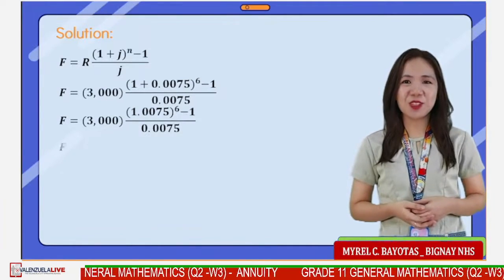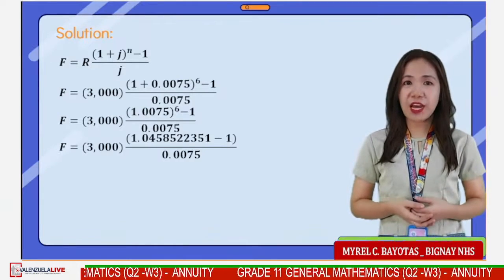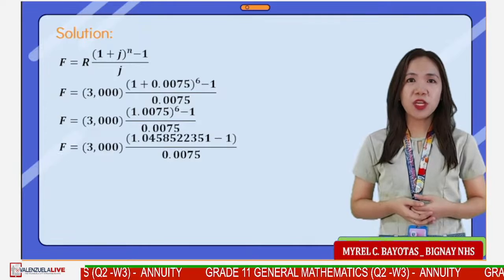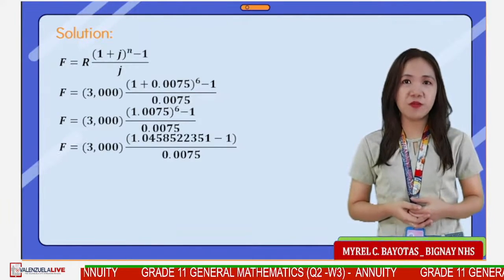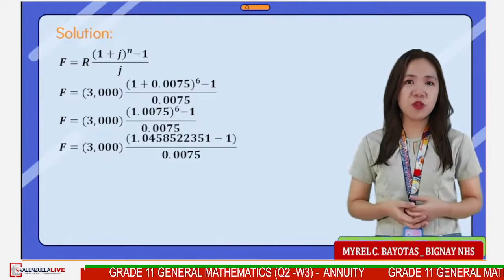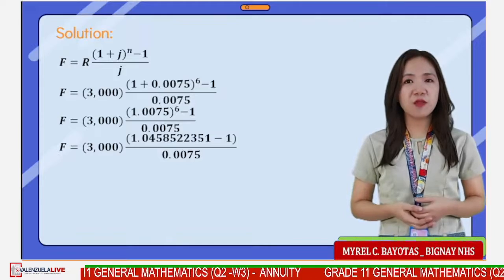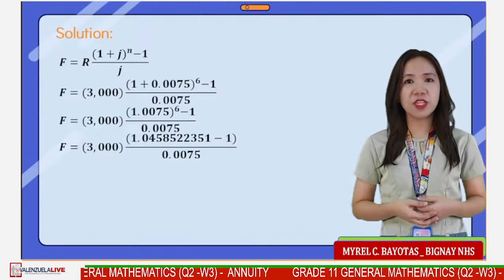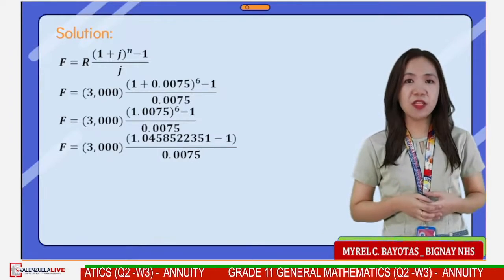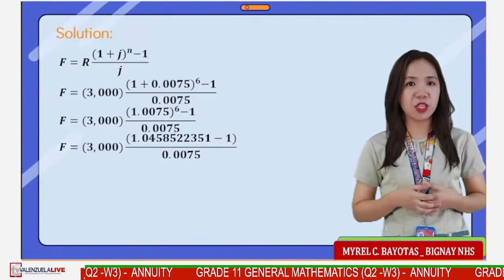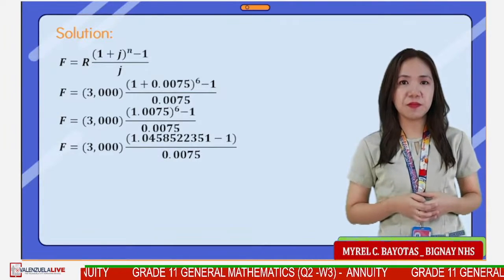1.0075 raised to 6. Now we have F equals 3,000 times 1.04585222351 minus 1 all over 0.0075. Notice that we did not round off yet so that we can arrive at a more accurate answer. It is actually good if you key in all the entries in your scientific calculator at once. Just make sure to type them accurately.